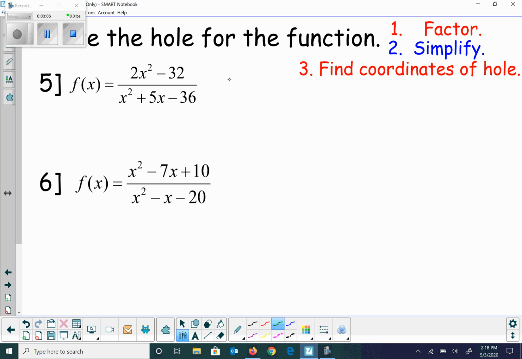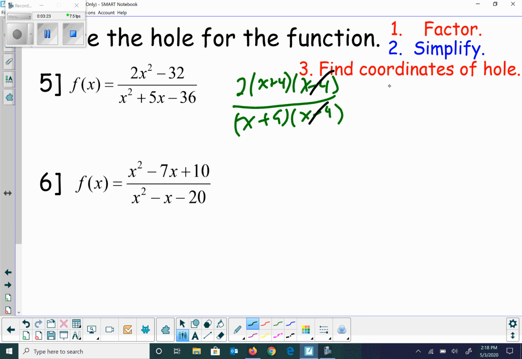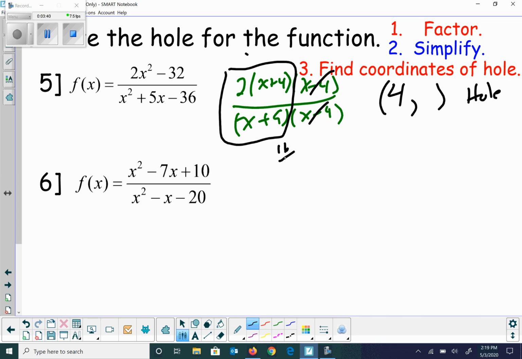All right, so I'm going to factor the top. And the top would be x squared minus 16, so that's x plus 4 and x minus 4. And then the bottom's going to factor to x plus 9 and x minus 4. So the x minus 4's cancel each other out. So that x minus 4 gives me an x value of 4 for where my hole is going to exist. I'm going to take that 4 and plug it back into my simplified version. So I get 4 plus 4 is 8, times 2 is 16, so I get 16 on top. And then 4 plus 9 is 13. So I have a hole at the coordinates 4, 16 thirteenths.